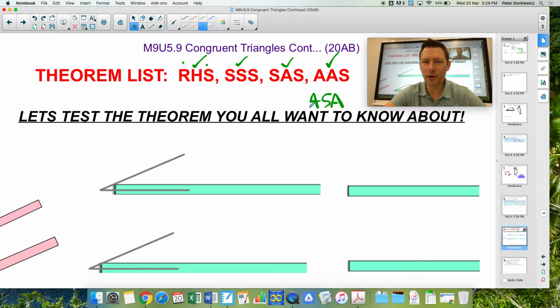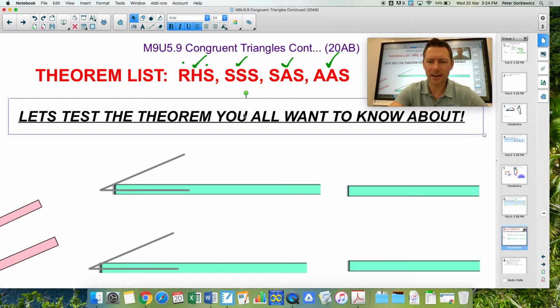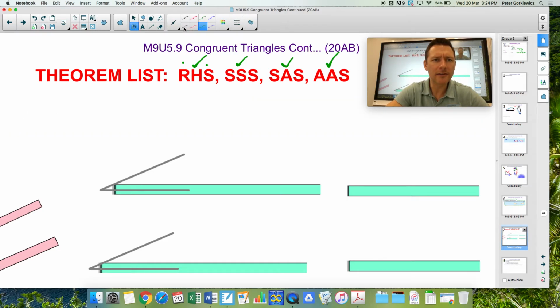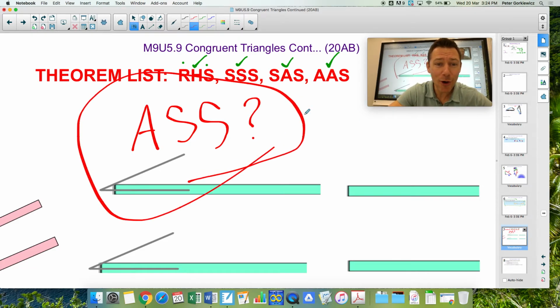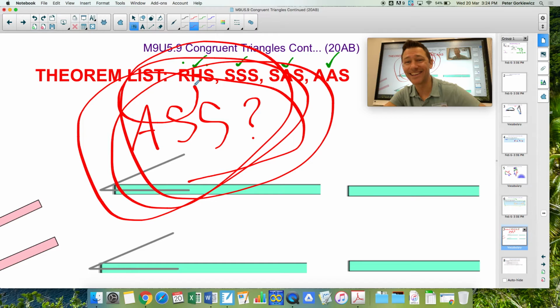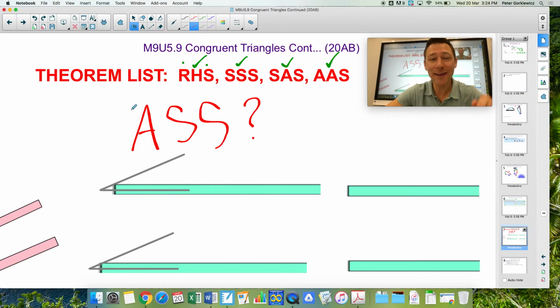So there's a theorem in here that you all probably wanted to know about that kind of fits this pattern: side, angle, side, angle, side, angle, angle, side, angle. And we should address that now. And that's, yes, you guessed it, we want to know if angle, side, side works. So does angle, side, side work? I don't know if angle, side, side works.